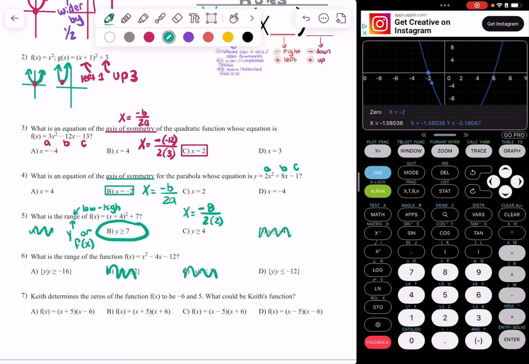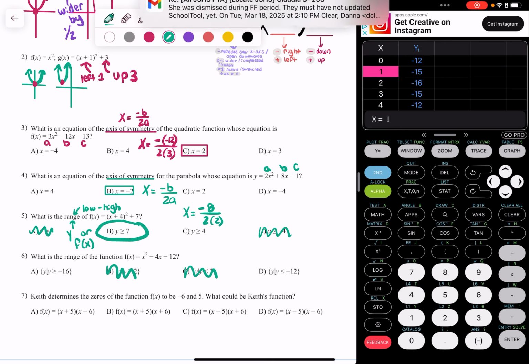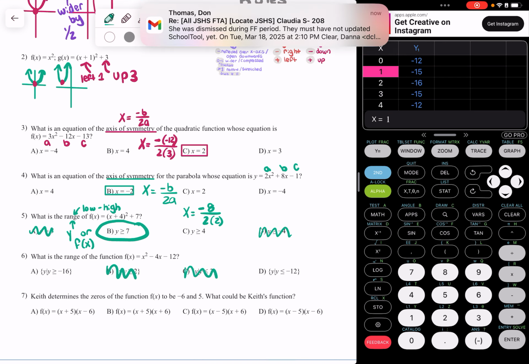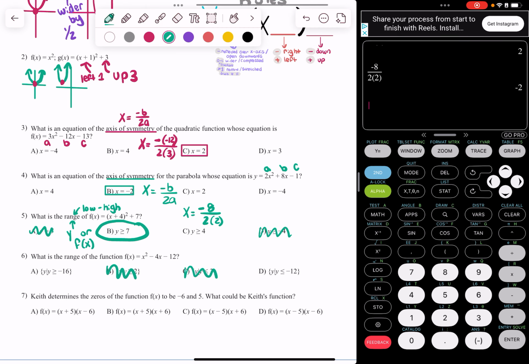It's really hard for me to tell if the lowest point is negative 16 or negative 12, so I'm going to look at the table to help me. I do see negative 12 there, but then I also see negative 15, and I also see negative 16. Meaning that my lowest point is negative 16.